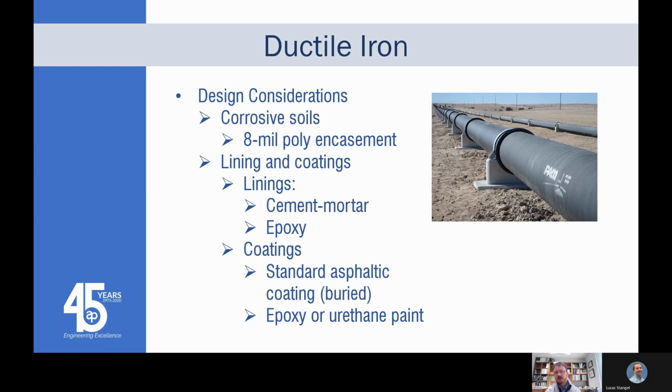As far as the linings and coatings, for the interior of the pipe, you've got the standard cement mortar as the standard spec that we use, and then you can also get an epoxy coating or lining on the inside of the pipe. And as far as coatings for the exterior, again, the standard is that asphaltic coating. You see it in black, especially for buried pipelines. Then you can also get epoxy or urethane paint if you're using ductile iron in, say, a pump station application. That pipe will come from the factory shop primed, and then typically get painted in the field.